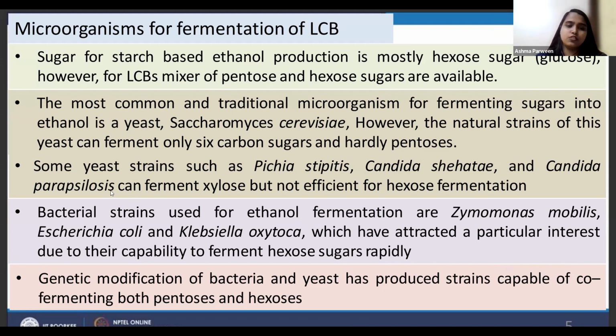The bacterial strains used for ethanol fermentation are Zymomonas mobilis and others, because they have the capacity to ferment hexose sugar very rapidly. One option for fermentation of both pentose and hexose is the use of genetically modified bacteria and yeast. Genetic modification is a very current field and is going on extensively. A lot of research is being done to produce strains capable of fermenting both pentose and hexose with the same strain.